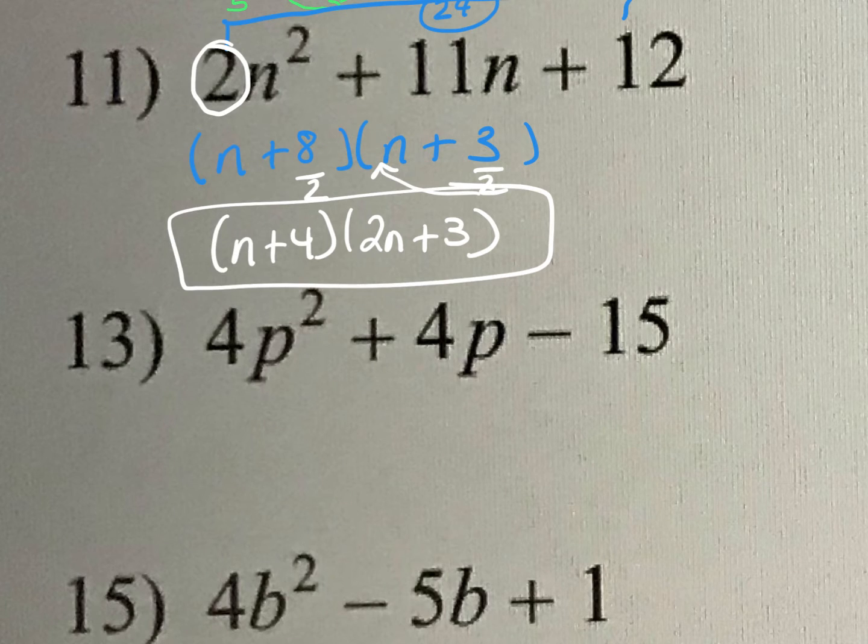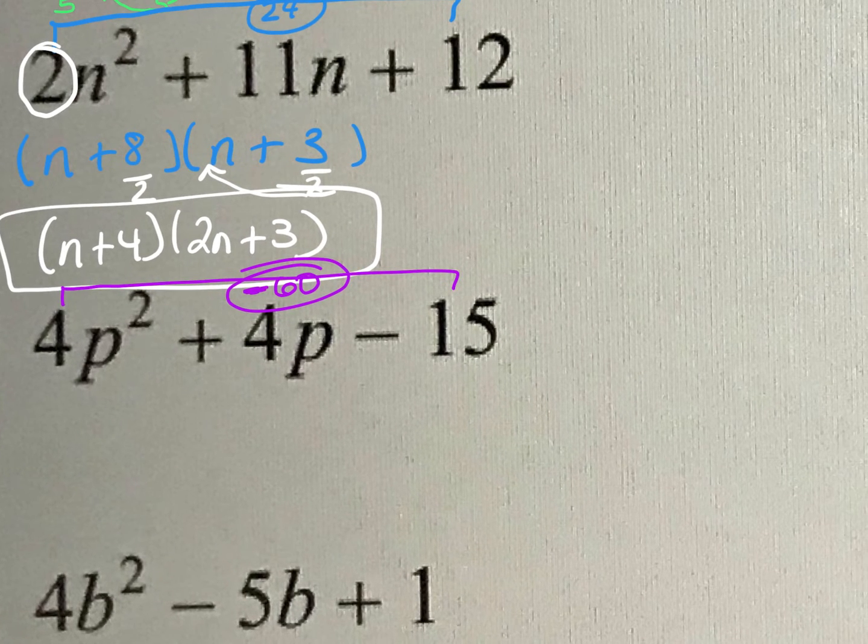First question you ask yourself, number 13. First question we ask is there a GCF? No. So, a times c. Factors of negative 60, right? That multiply to give me negative 60, but add to give me 4. What did we hear? What was that, Gianna? Yes, 10 and 6.